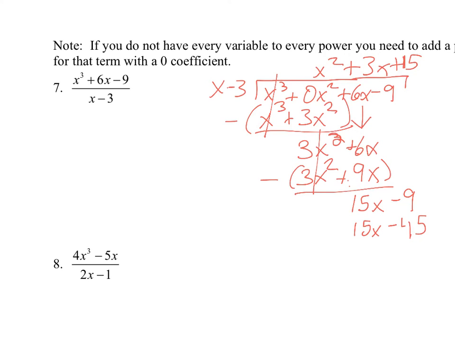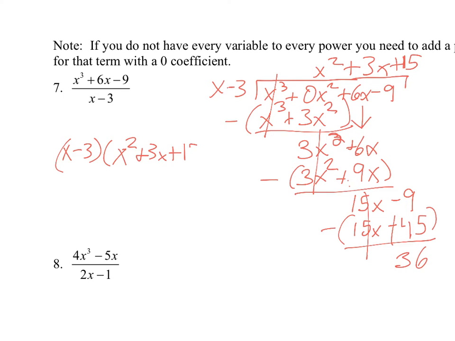Yes, I was just checking my numbers. This is going to leave me, when I subtract, the x's fall out. I have negative 9 plus 45, which means I'm going to have 36. So we're going to check this real quick. x minus 3 times x squared plus 3x plus 15, plus 36.